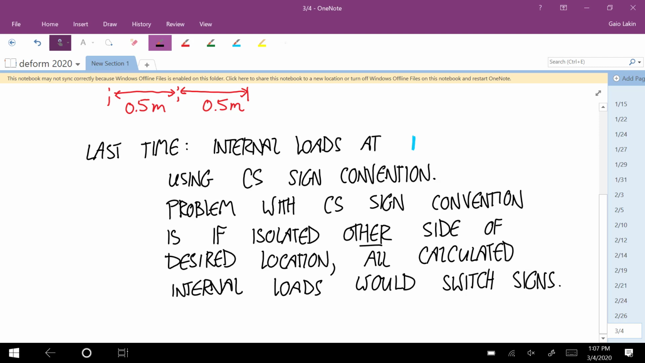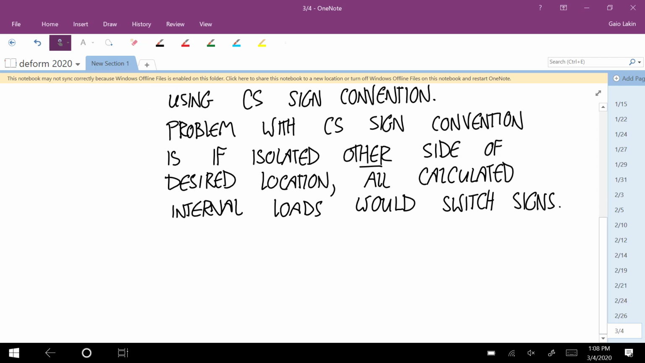And what we want is a single set of internal loads that, no matter how we calculate it, we're just going to say at this location, the internal loads are this. So we're going to come up with this new sign convention that doesn't just depend on the coordinate system, that we can use from either side, and it's going to give us the same answers. Okay. So the next two steps are these. First, we're going to introduce a new sign convention.